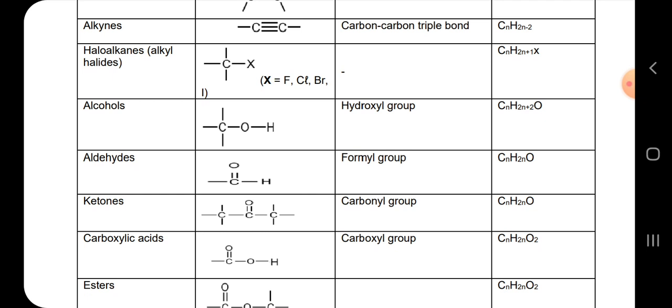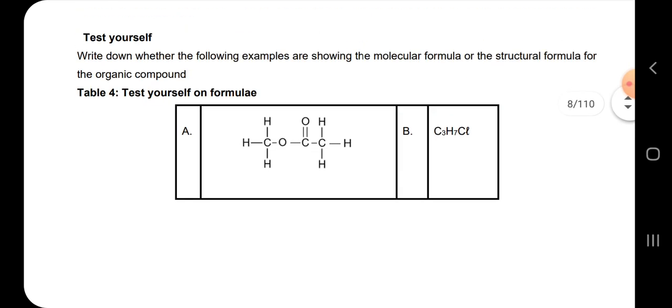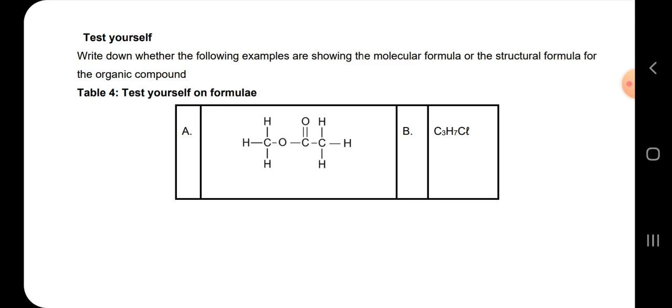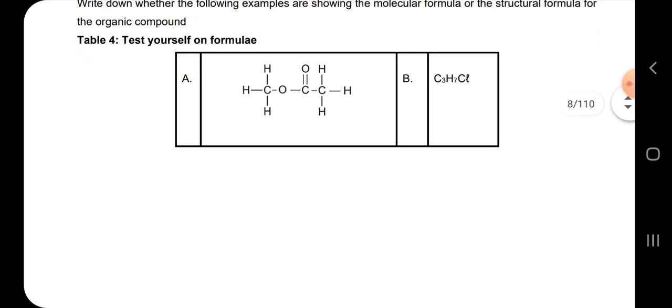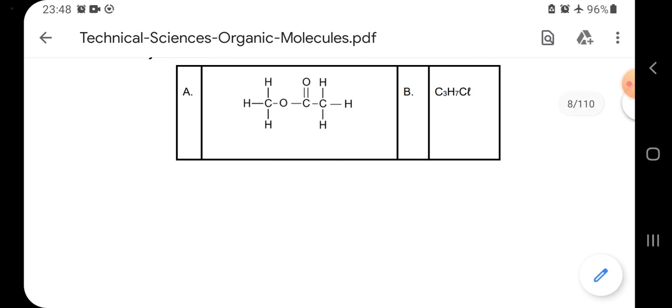Aldehydes have a double bond between carbon and oxygen, and we see it on the structure. Can you see that there is a double bond on that part? There is a double bond of oxygen with carbon there. That is what will be the functional group.